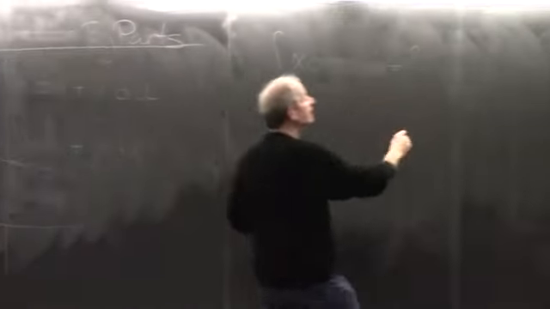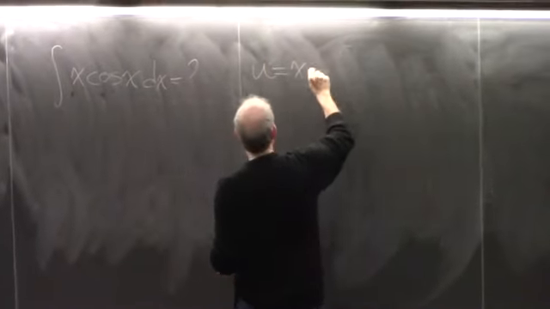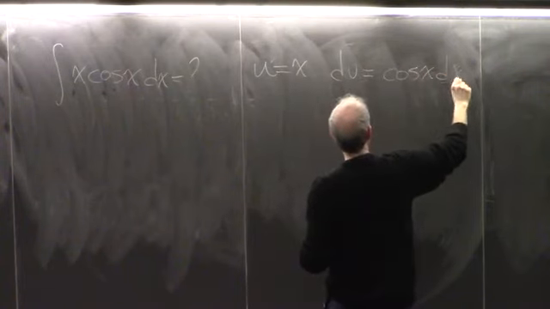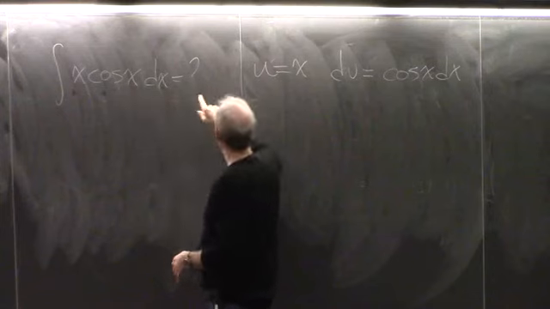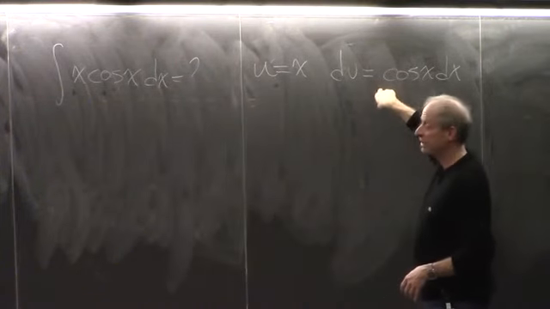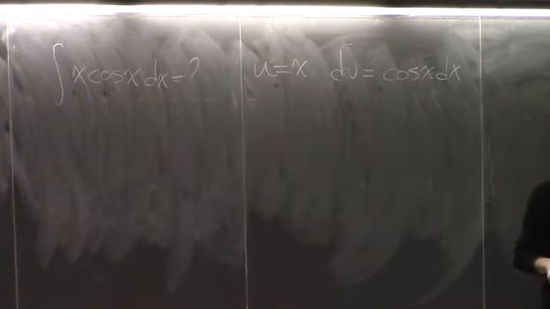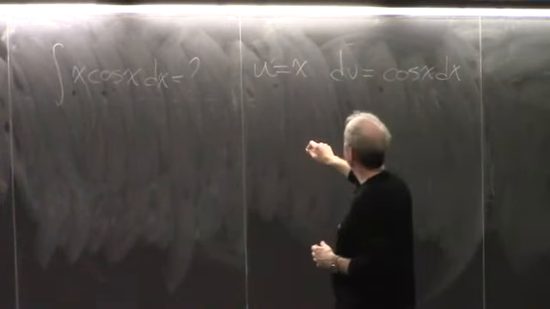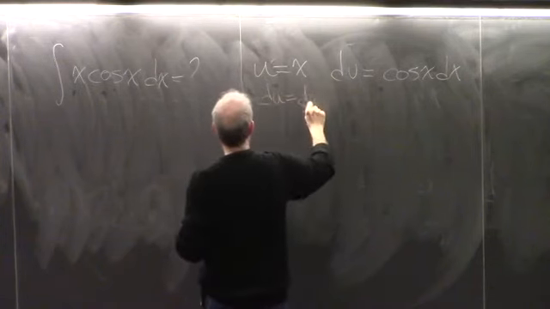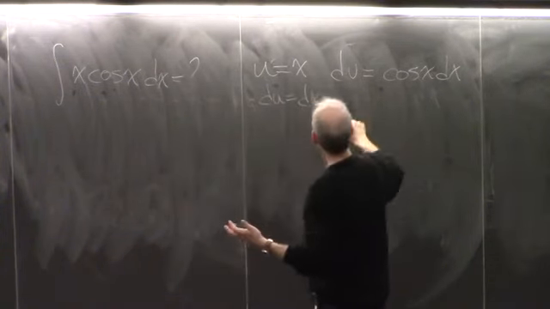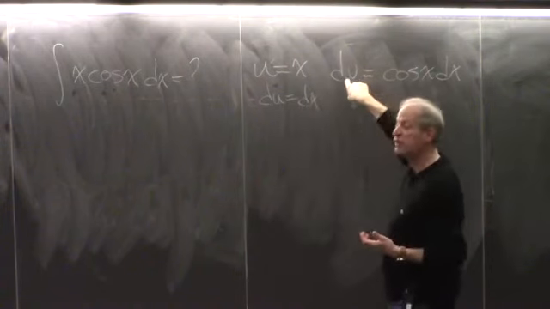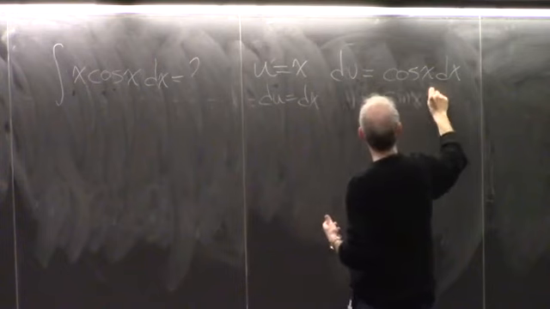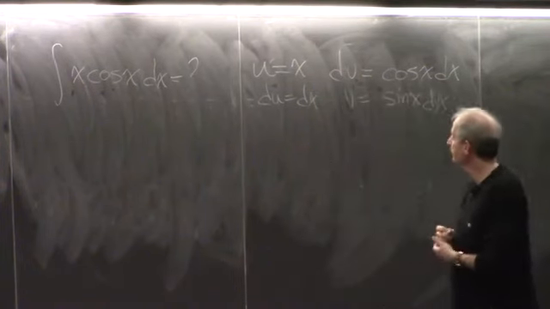So I look at this and I say, let's let u equal x, dv equal cosine x dx. In other words, inside the function I have something I'm going to differentiate and something I'm going to integrate. Now I take the derivative of u, I get just dx, 1 dx. And I take the antiderivative of dv, remember that's really 1 dv, okay? And I get sine x dx.